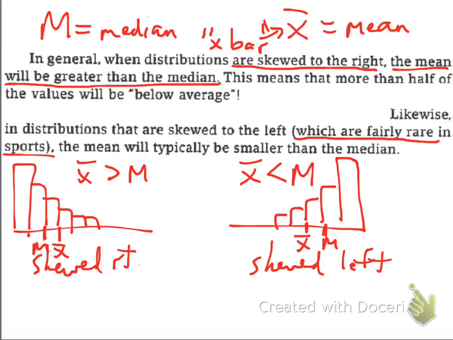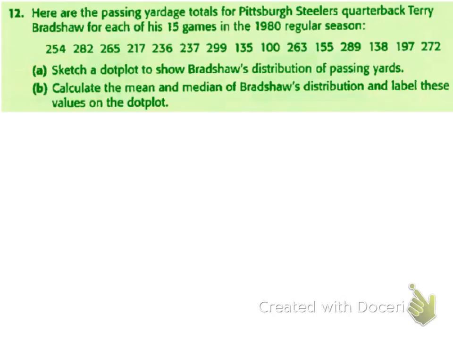Okay. Now, some might ask, well, what about symmetric? What if you had a symmetric type graph? If you had a symmetric, X bar would be about the same as the median. The mean and the median would be very close together. So those are your three situations.